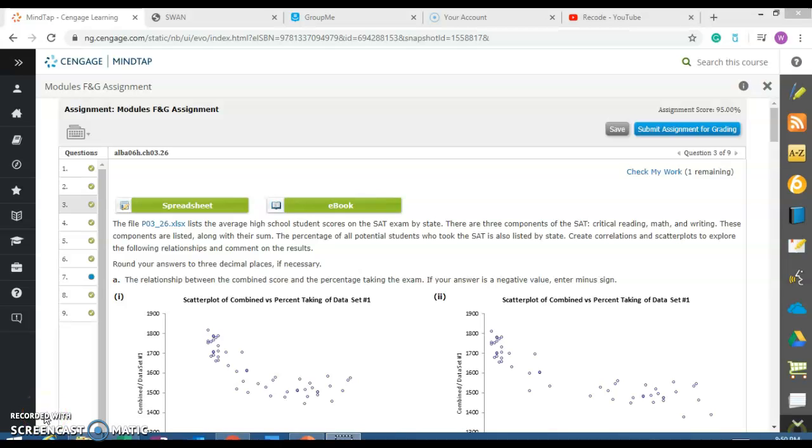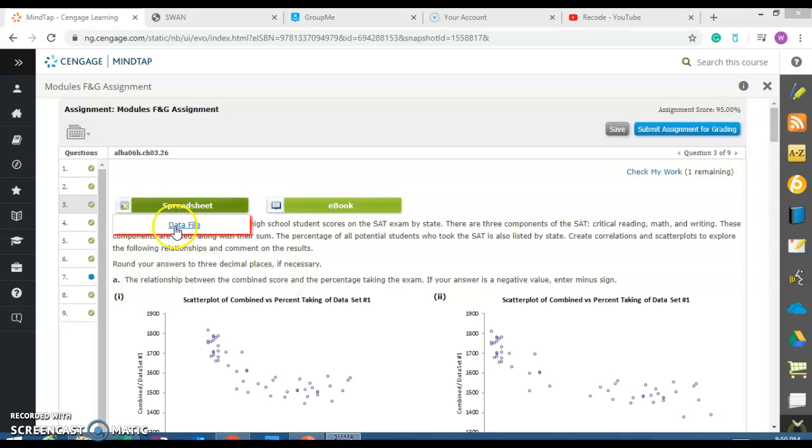This next question is asking us to find the relationship between two variables given a specific data set. So it lists the average high school student's SAT score by state. And there's three components to the SAT: critical reading, math, writing. And it also lists the percentage of all potential students who took the SAT in that particular state. Create a correlation and scatter plot to explore the relationship and comment on the results.